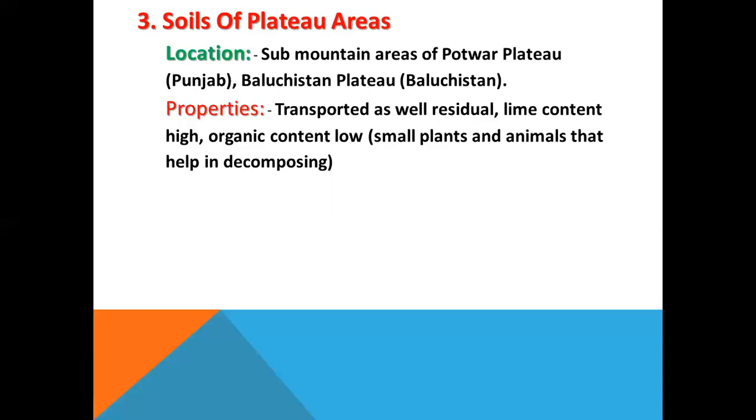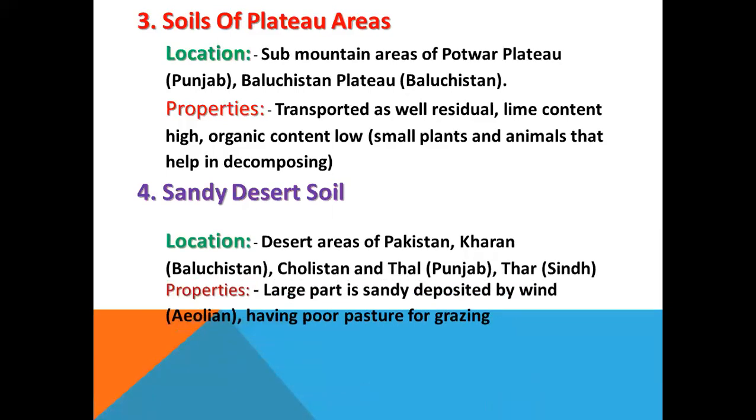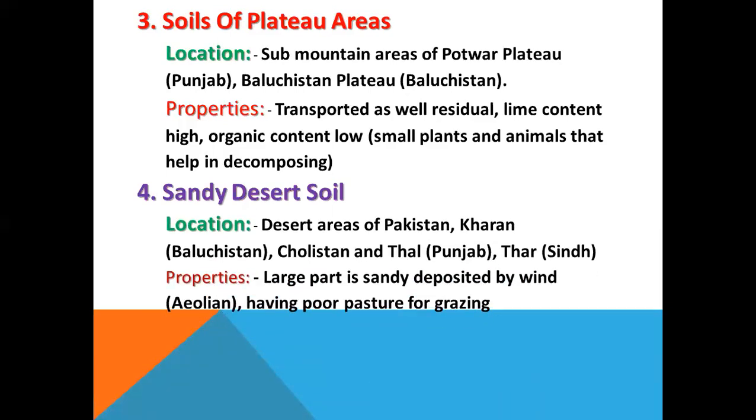Number 4, regional group of Pakistan soil, that is sandy desert soil. Location of this type of soil is in these deserts. Kharan Desert is located in Balochistan. Cholistan and Thar Desert is located in Punjab. Thar in Sindh.